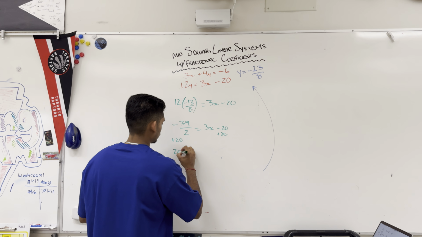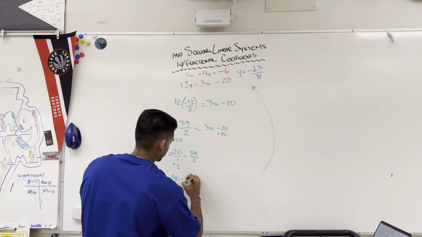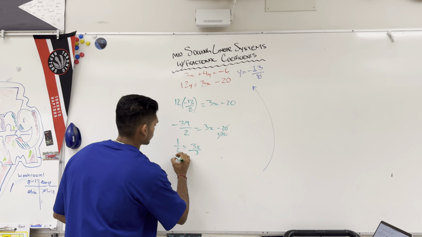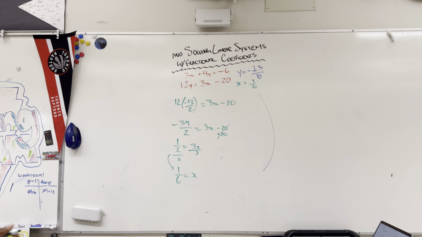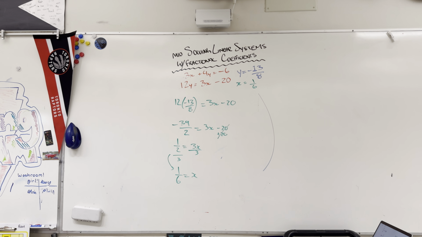So add 20 over here. This becomes 20 over 1 minus 39 over 2. Times this by 2, both in bottom and top, so we have a common denominator. We can add them. So 40 minus 39 all over 2. That becomes just 1 over 2. Okay, and this side, now we don't have this, so it's 3x. And then we divide by 3 to get rid of that, both sides. We take the reciprocal. This becomes 1 over 6 equals x. Let's write it up here. There you go. We have our y value and our x value. So the key here, when you have fractional coefficients, just multiply by the LCM, lowest common multiple of the denominators, to get rid of that fraction.